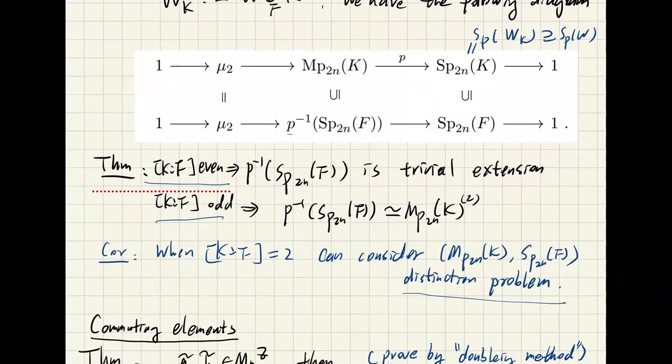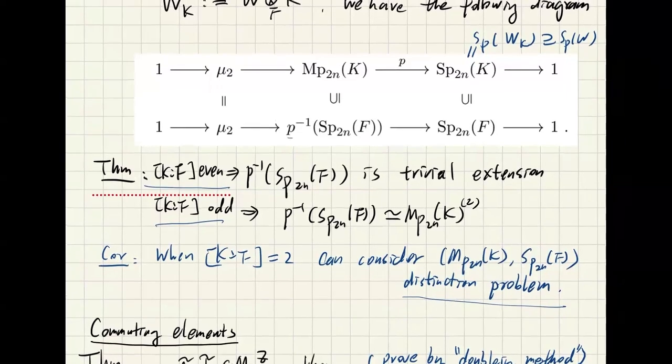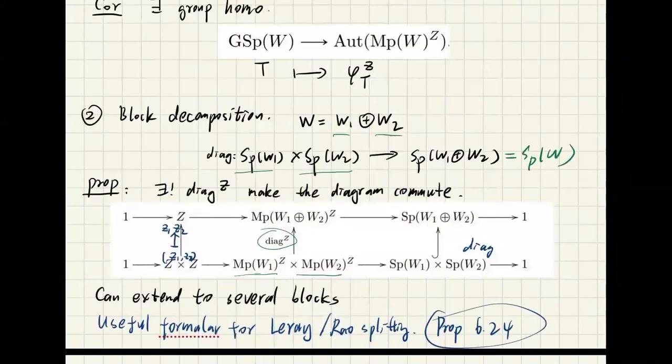Okay, so in particular, when K over F is a quadratic extension, you can consider this distinguishing problem for Mp(2n, K) and Mp(2n, F), where K is a quadratic extension of F. For example, the typical case is F being the field of real numbers and K the complex numbers. So you can consider a representation of the metaplectic group over the complex numbers restricted to Sp(2n, R). Okay, but I would like to say that Mp(2n, C) is actually a split extension of Sp(2n, C). The reason is that you can further trivialize this Rao cocycle.